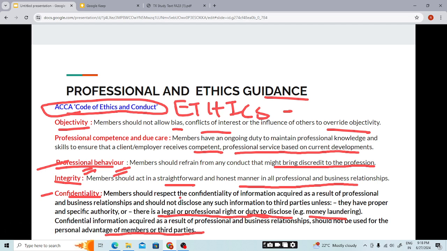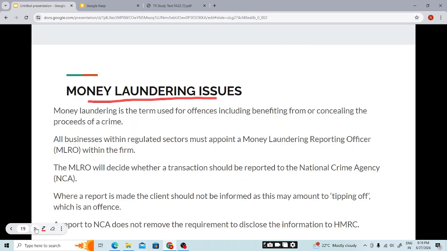Here, confidentiality. The member must maintain the confidentiality of the information which we get from our client. That is the meaning of confidentiality. And we can breach confidentiality when there is a legal or professional right. The member has the legal or professional right, for example, when the client is doing any money laundering practices or is under the act of money laundering, so we'll be seeing the money laundering issues.